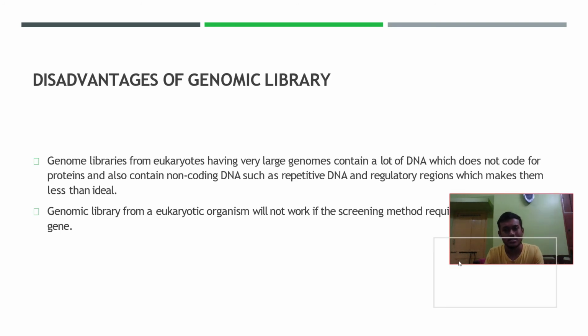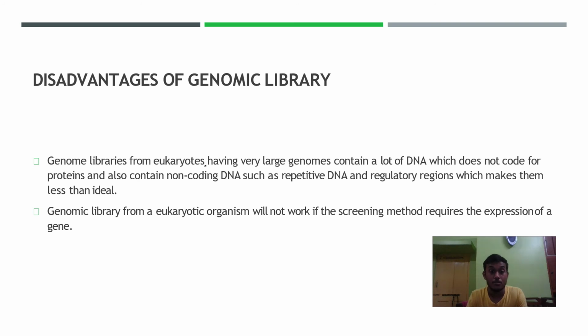And some of the disadvantages at the same time: genomic libraries from eukaryotes have very large genomes containing a lot of DNA which does not code for proteins, and also containing non-coding DNA such as repetitive DNA and regulatory regions, which make them less than ideal. So for eukaryotes, it contains a lot of DNA that does not code for proteins, so these are not very useful for proteins, and also consist of many non-coding or unnecessary regions such as repetitive DNA or duplicates that we don't need.